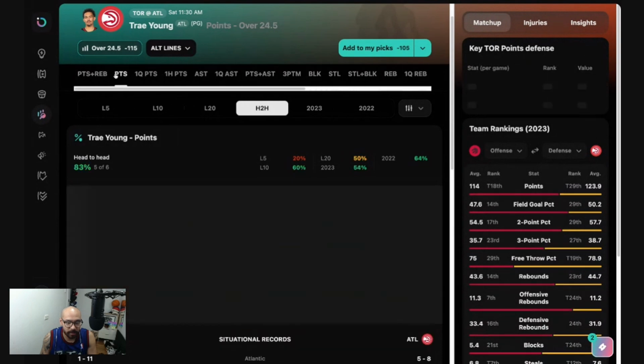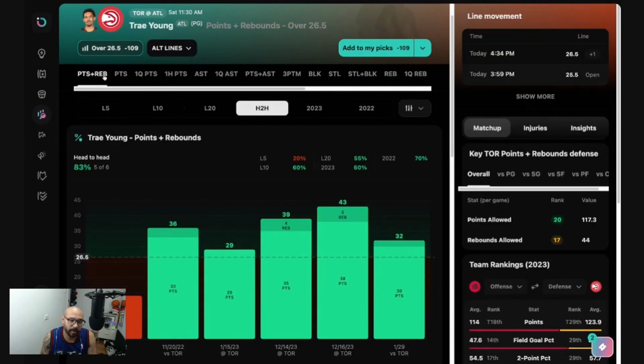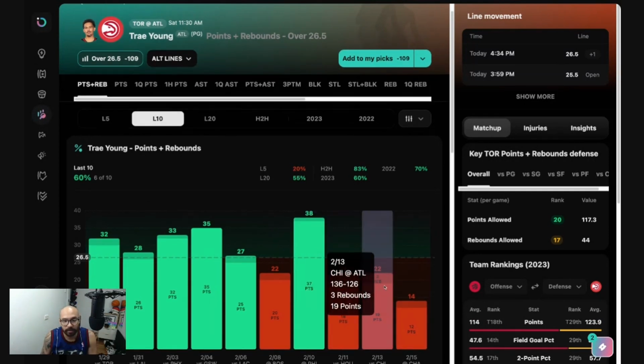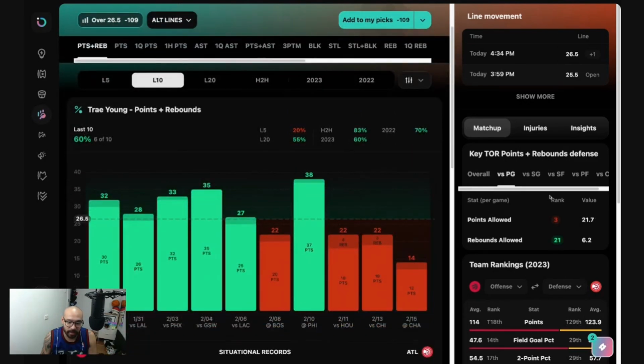So it might even be better to just look at his points, because his points prop he's killed against the Raptors anyway. But let's check his points and his rebounds, because I want to see his recent form around that, and then we can flick through the 2. Looking at his last 10 games, he's covered this in 6 out of his last 10 games. He has gone under in 3 consecutive, though. 3 consecutive games. The All-Star break is now over. Looking at the matchup, it's a good matchup for his rebounds, but it's a difficult matchup for his points.